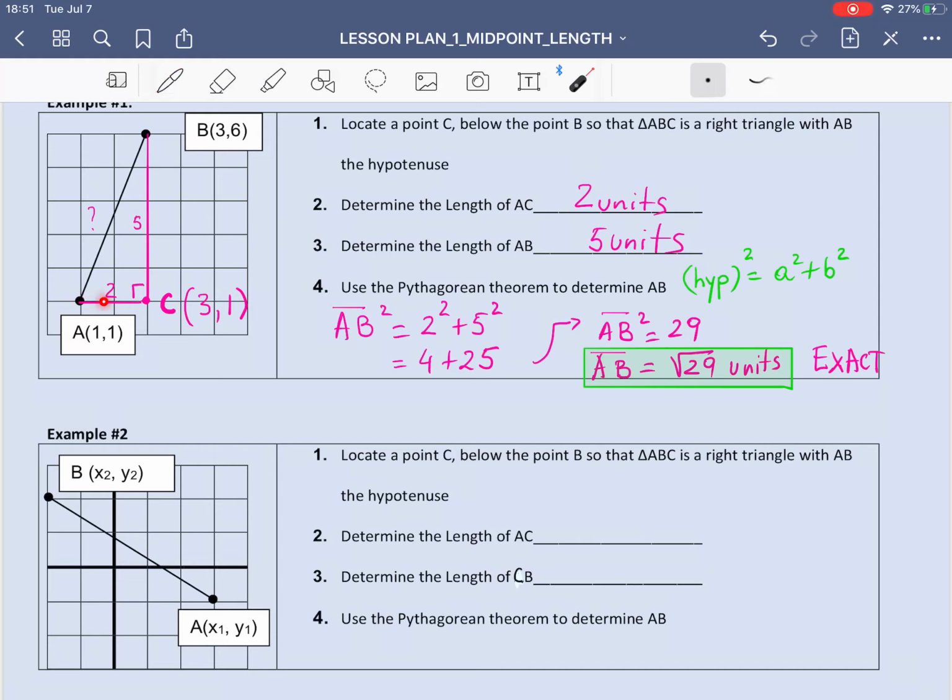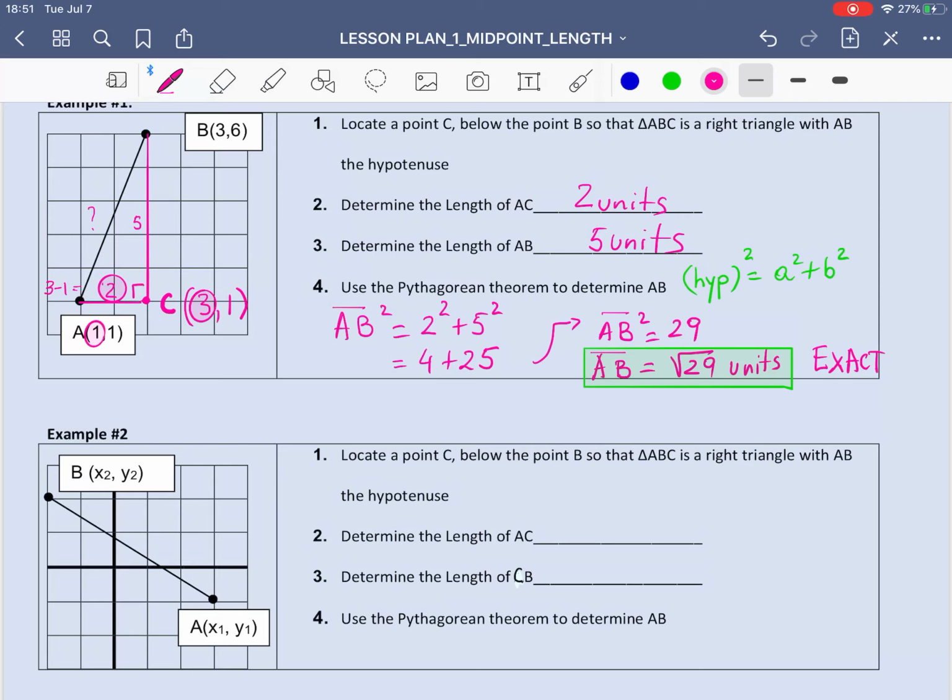Now let's think, what is the length of AC? So the length of AC we said was equal to 2 in here. Now, do you see a connection between number 2 and the x coordinates of A and C? So 3 minus 1 equals 2, right? So it's the difference in the x coordinates that measures the length of a horizontal line.